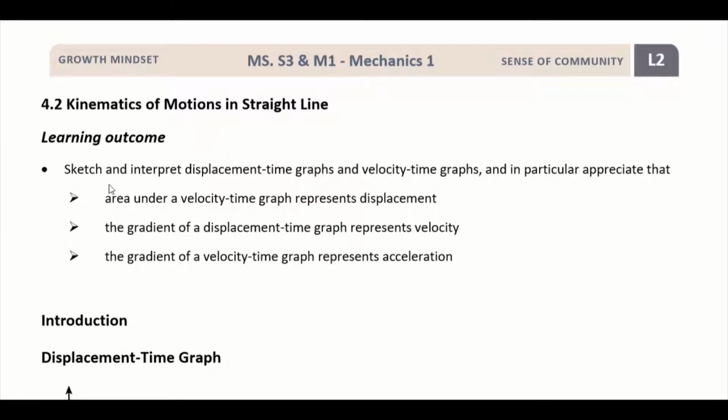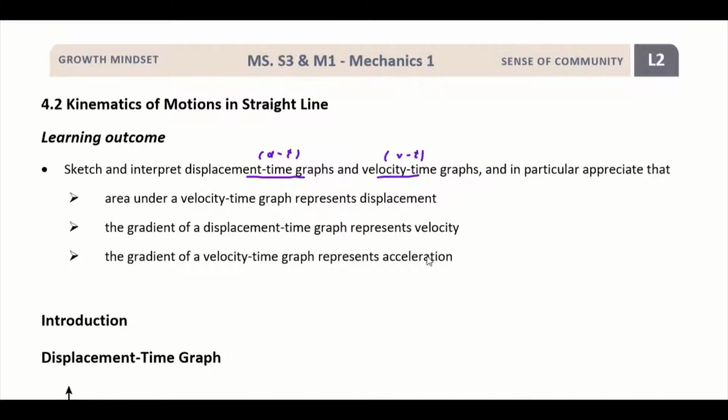In this lesson, we are going to learn how to sketch and interpret a displacement time graph. In short form, sometimes we will just call it a DT graph. The other one is the velocity time graph, which is the VT graph. We are going to learn how to interpret and understand three important key points: how to find the displacement from a velocity time graph, and how to find the velocity and acceleration from a DT graph and VT graph respectively. We are going to look at them one by one.